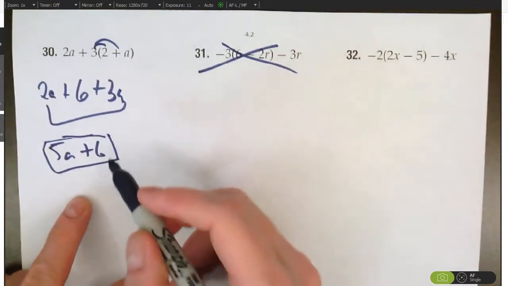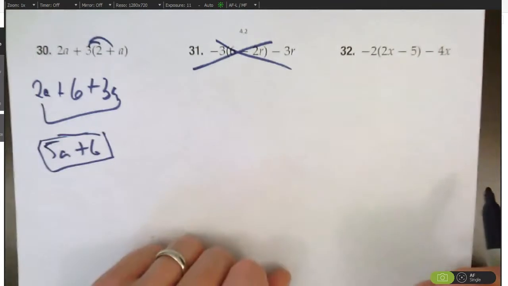And these aren't like terms. So I just can't throw them together. It's just stuck as 5a plus 6.